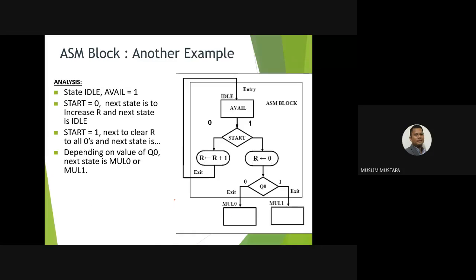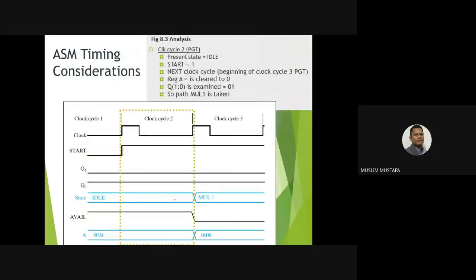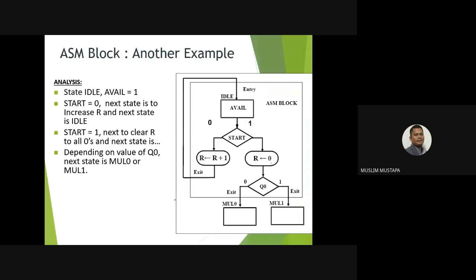Okay, let's go into the example here. I'm not explaining the theory behind this; I'm explaining how you can do the design. Let's look into this example. Analysis: state idle, available equal to 1. Here is the state. If available equal to 1, then go to the right side. If it is 0, then go into the left side.